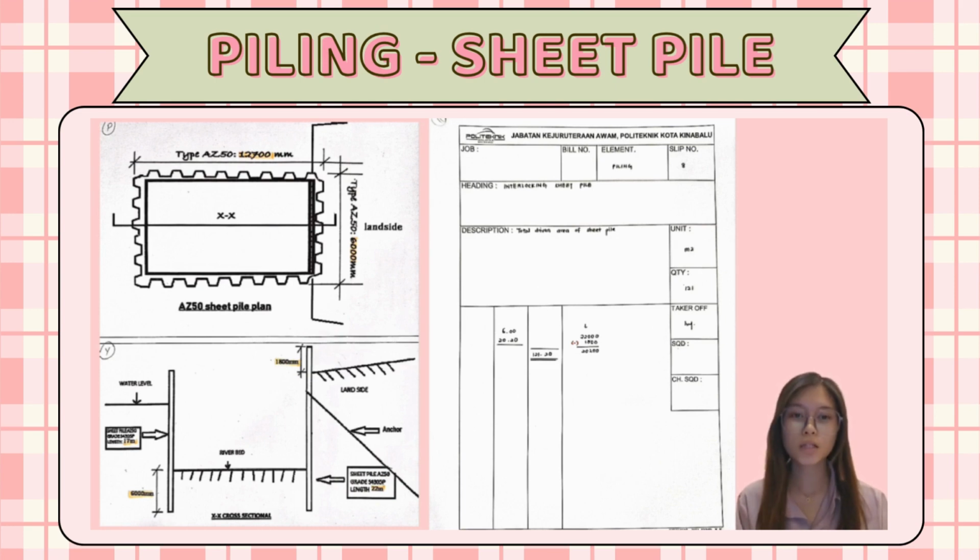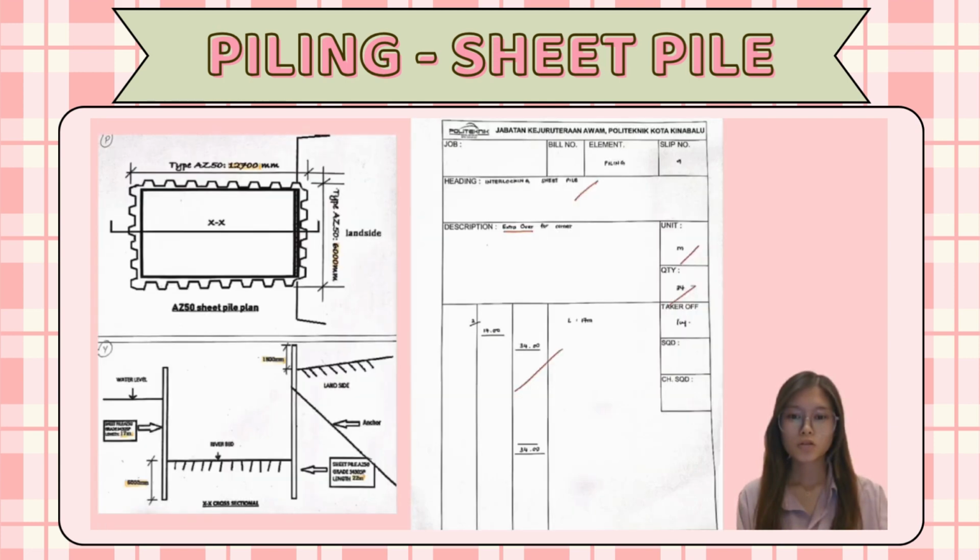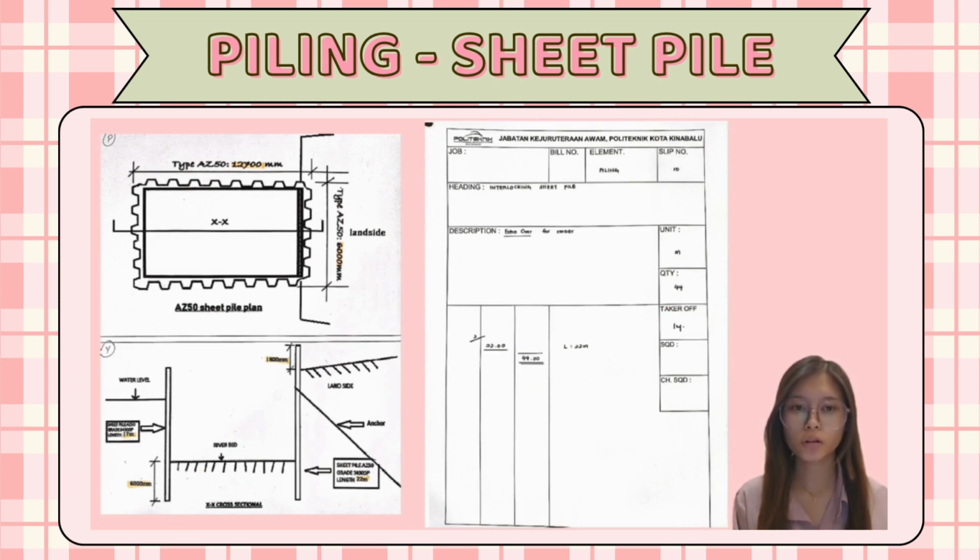The quantity is 121. Extra over for corner, the unit is meter. The length is 17 meter. I get from here. So 17 meter times 2 equals 34. So the quantity is 34. Extra over for corner, the unit is meter. The length is 22. So 22 times 2 equals 44. So the quantity is 44.